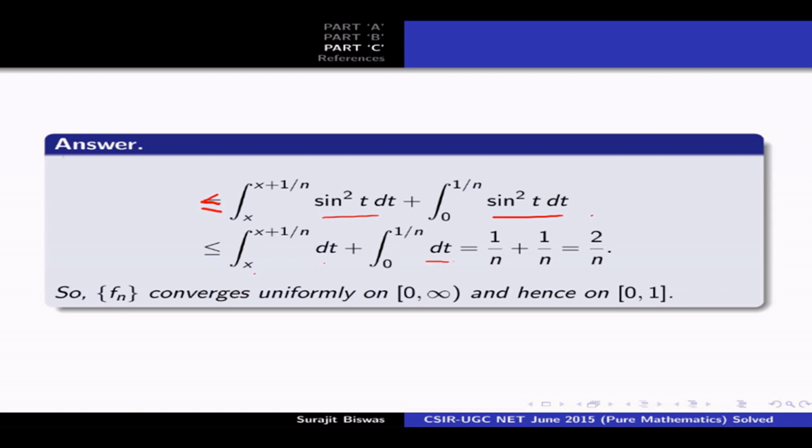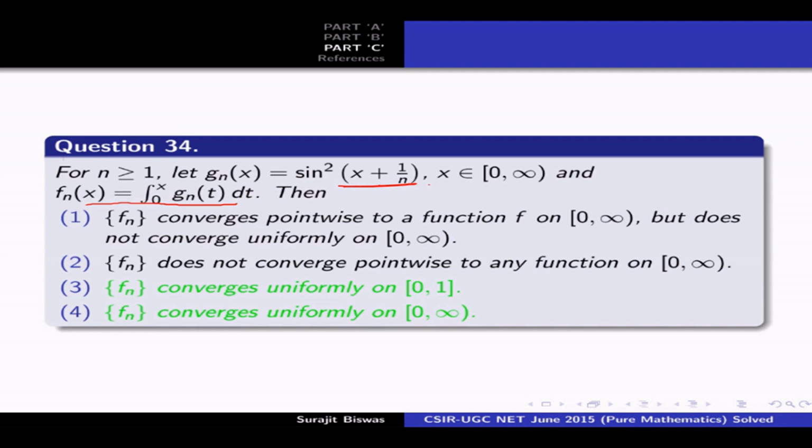So therefore x to x plus 1 by n dt simply, and here also simply dt. This integration value is 1 by n. Similarly this integration value is 1 by n. The total is 2 by n. And this shows that fn converges uniformly on 0 infinity to the function f, and hence in particular on closed 0 1. Okay, so the correct option here is option 3 and option 4.